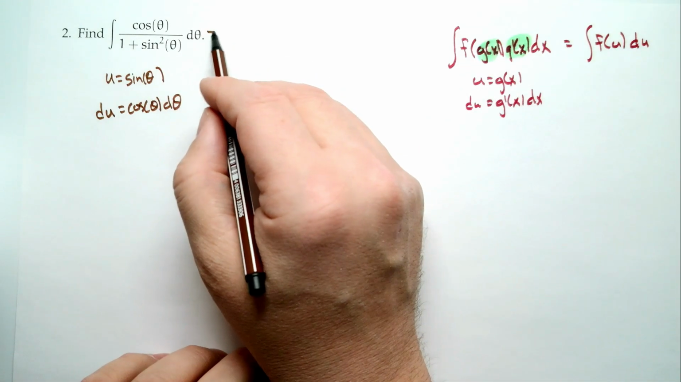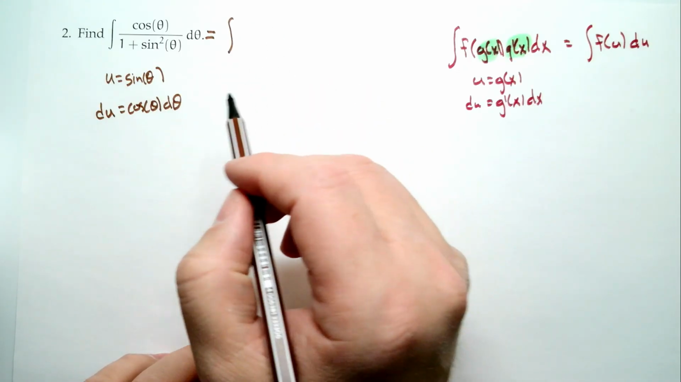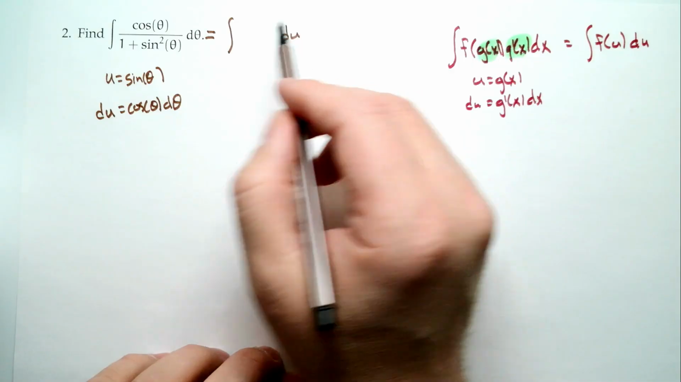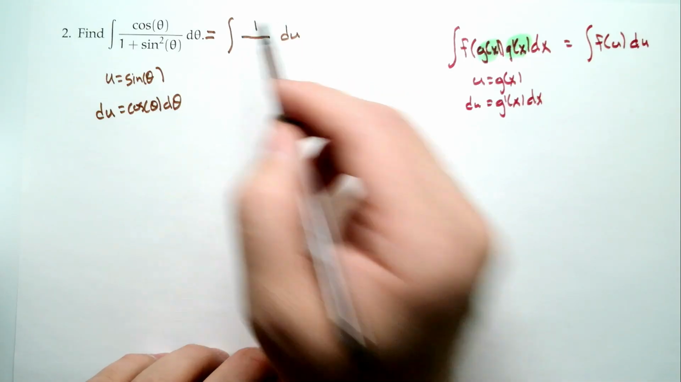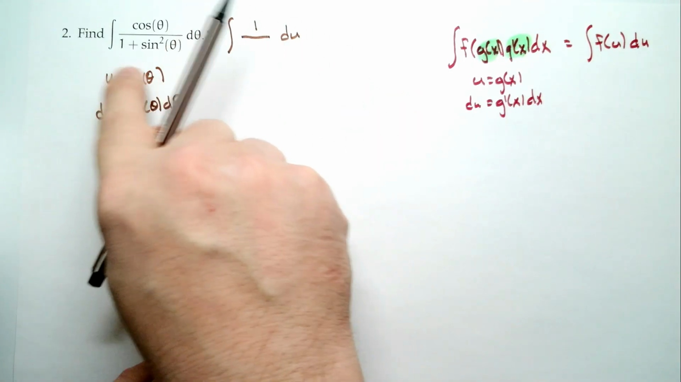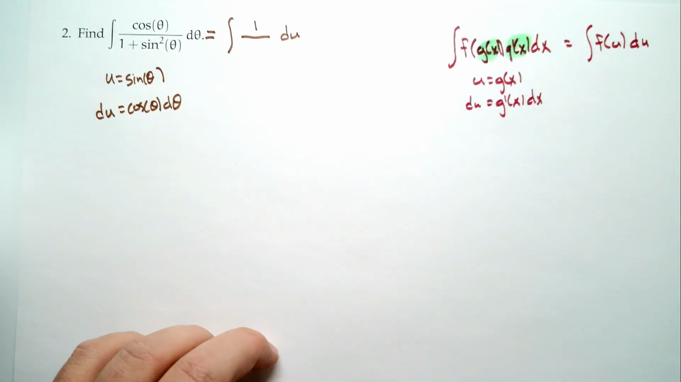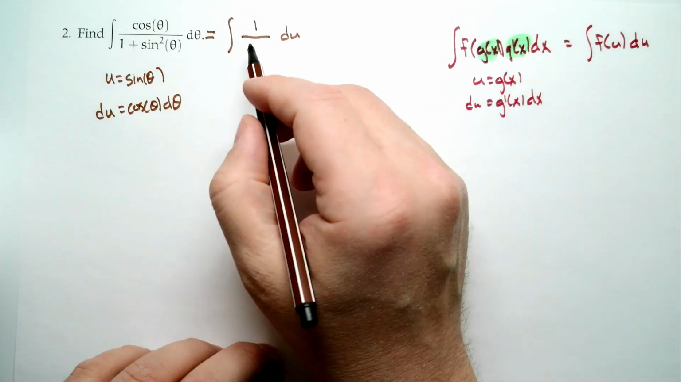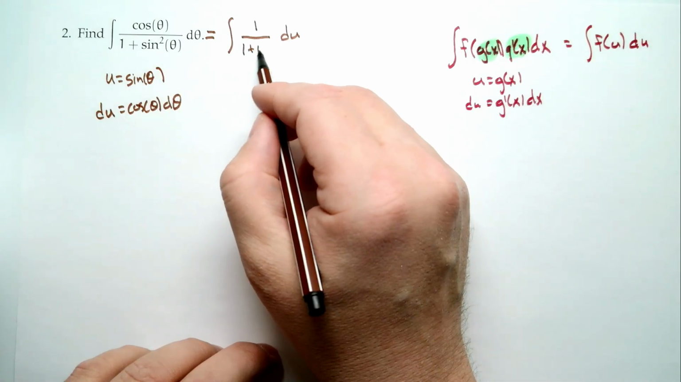So we make our substitution. Let's see if it helps. Cosine theta d theta becomes du. So I've taken care of everything on the top. 1 plus sine squared theta. Well, sine of theta is u. So this becomes 1 plus u squared.